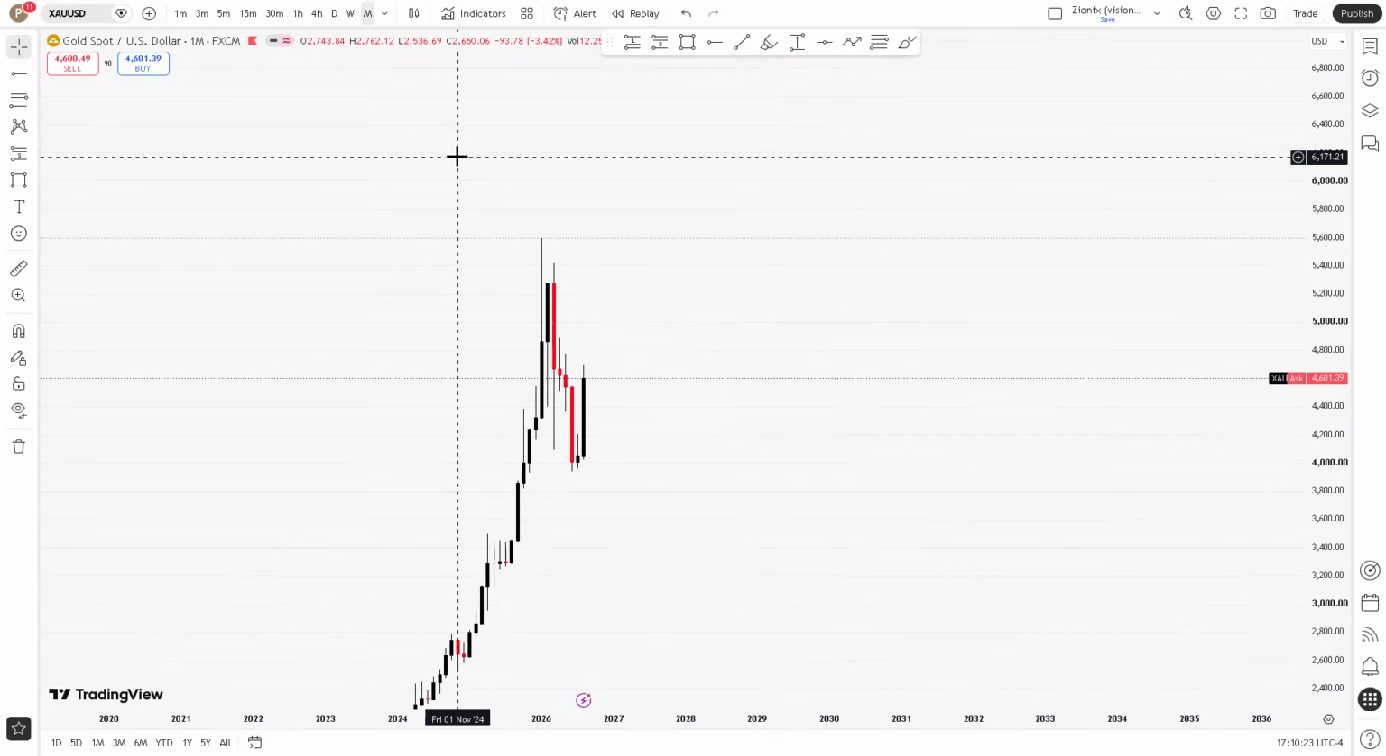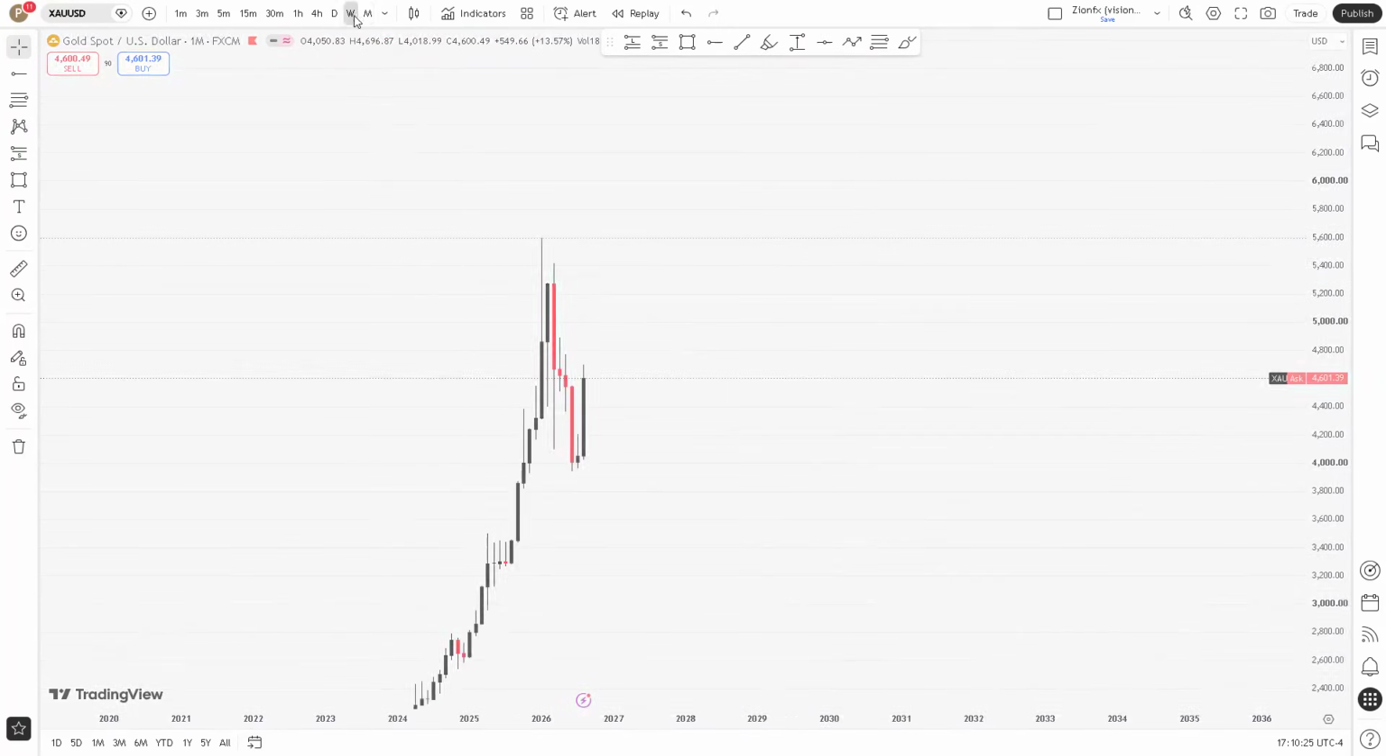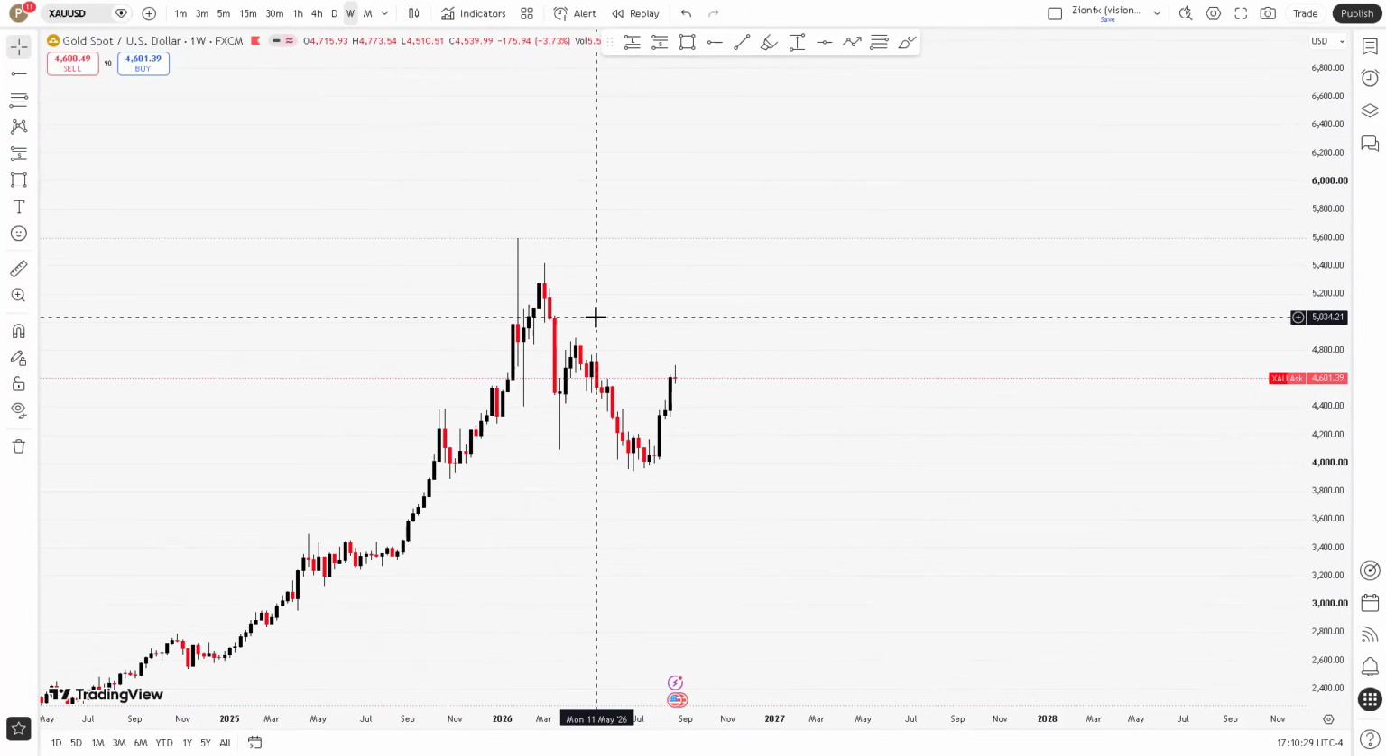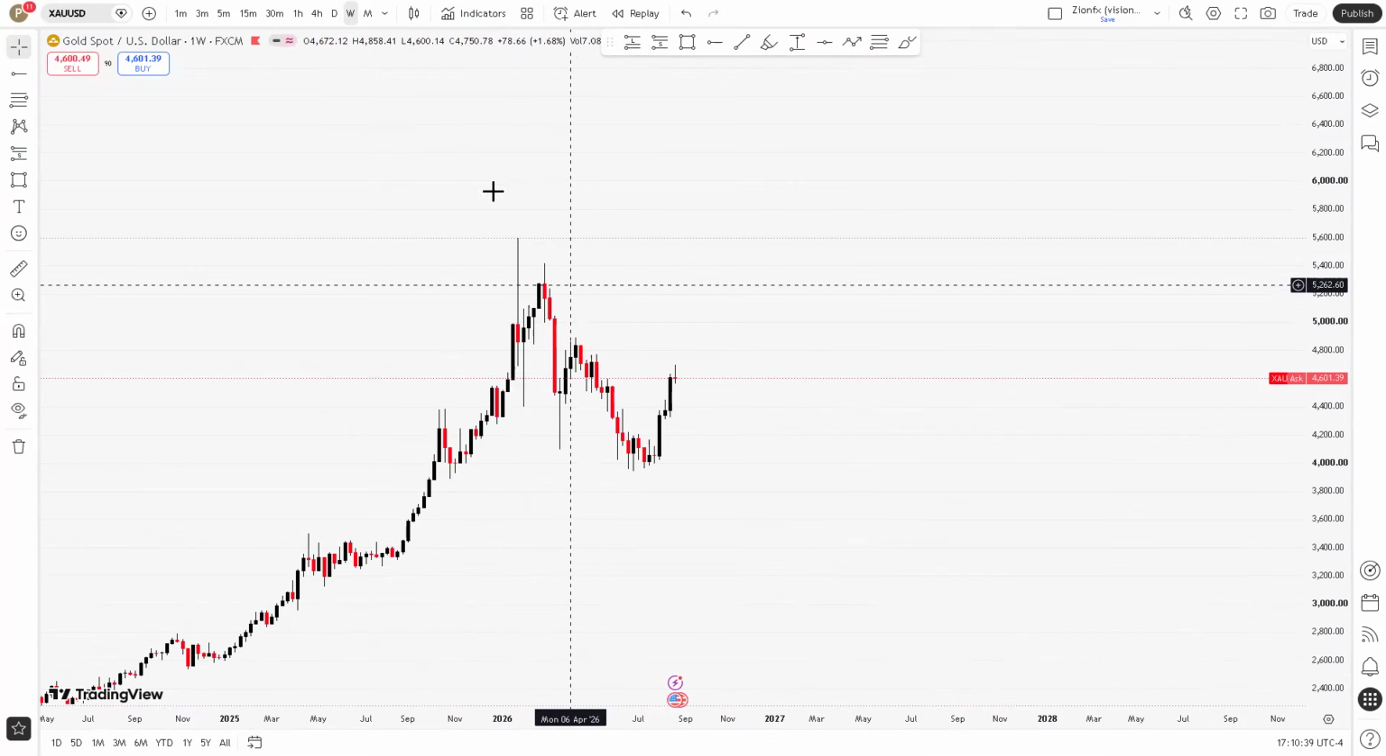Now that this month is bullish, I want to come to the weekly time frame. What I do on the weekly time frame is mark out my key levels. And this is another problem of many traders: they don't know how to mark out their key levels. So I want to make it quite easy for you. How do you do that?